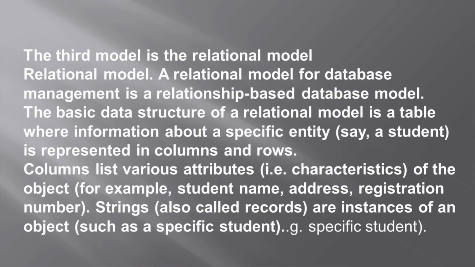The third model is a relational model. A relational model for database management is a relationship-based database model. The basic data structure of a relational model is a table where information about a specific entity, for example, a student, is represented in columns and rows. Columns list various attributes of the object, for example, student name, address, registration number, and so on. And rows, also called records, are instances of an object, such as a specific student.